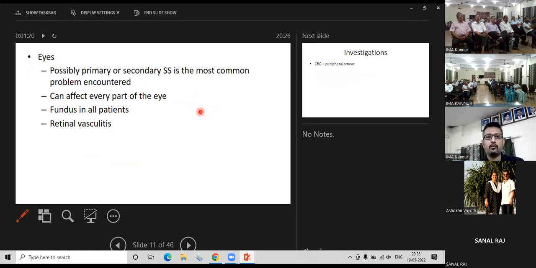Eyes are a very important part of clinical examination, where you need to look for dry eyes. Primary or secondary Sjogren's is the most common problem encountered. The simple test, Schirmer's test, which is available in most ophthalmology centers, will help you in diagnosis. There will be a wetting of less than 5 millimeters in the filter strip.